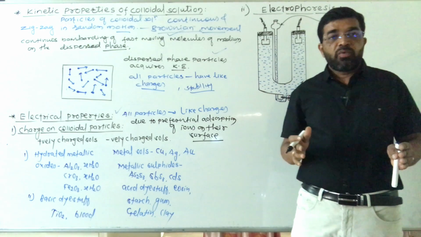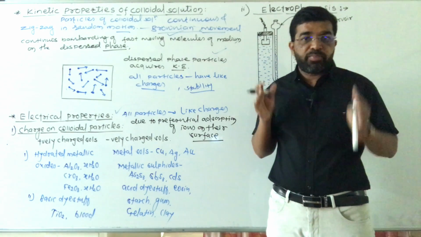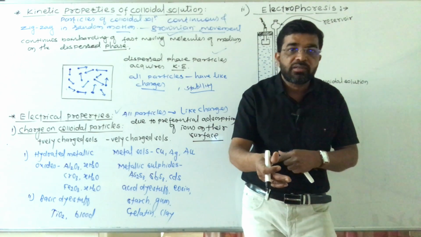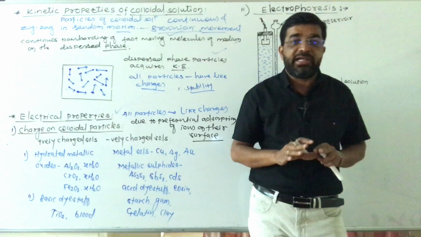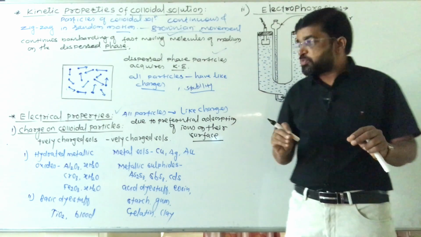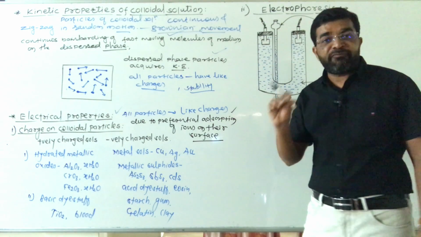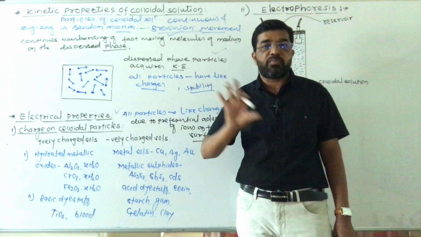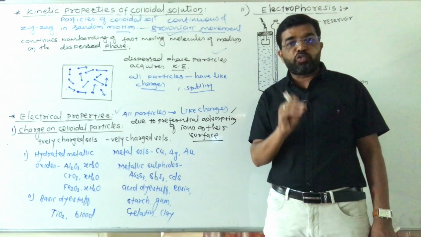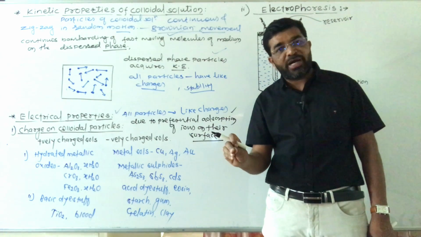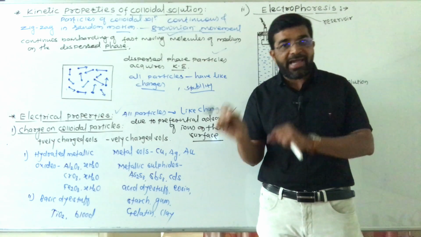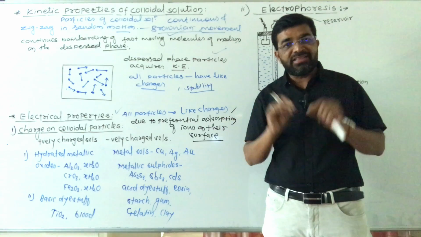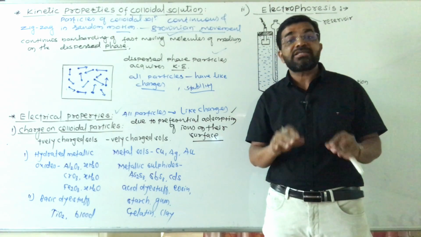When colloidal solutions are prepared, during the preparation of the colloidal solution, an electrolyte is added. What happens? From that electrolyte, preferential adsorption of ions takes place on the surface of the colloidal particle, and due to that preferential adsorption of ions, either cation or anion, they acquire the charge, and therefore colloidal particles acquire the charge.